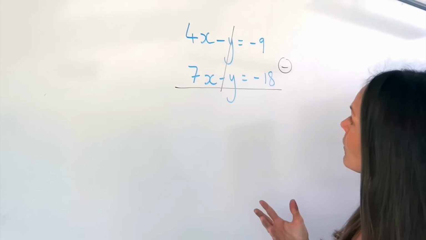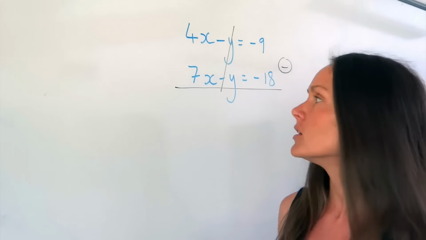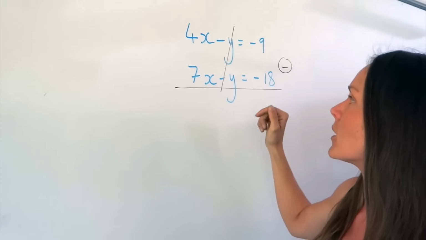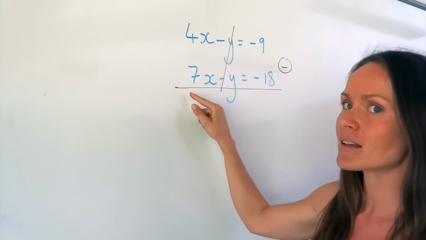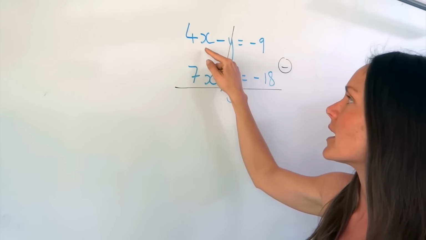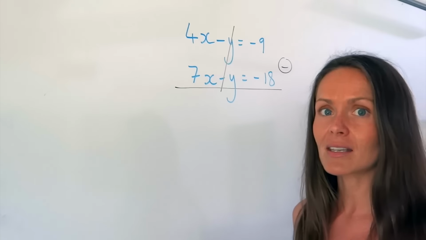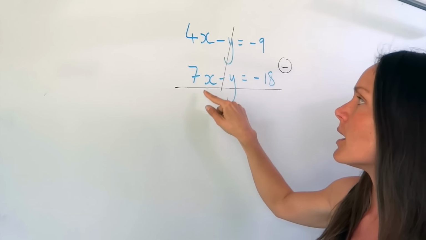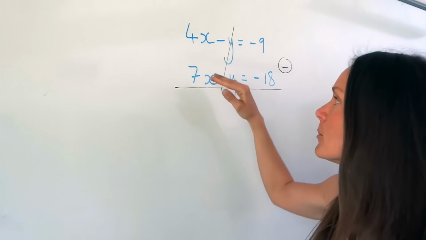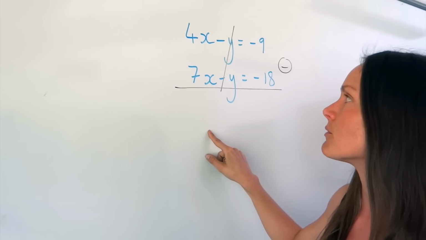So in this one, I think I would prefer to do this one minus the top one, just because this 7x number is bigger than 4x. So I'll avoid getting a negative value with the x here. So if I did 4x minus 7x, it would give me minus 3x. But if I do it the other way around, it gives me positive 3x.